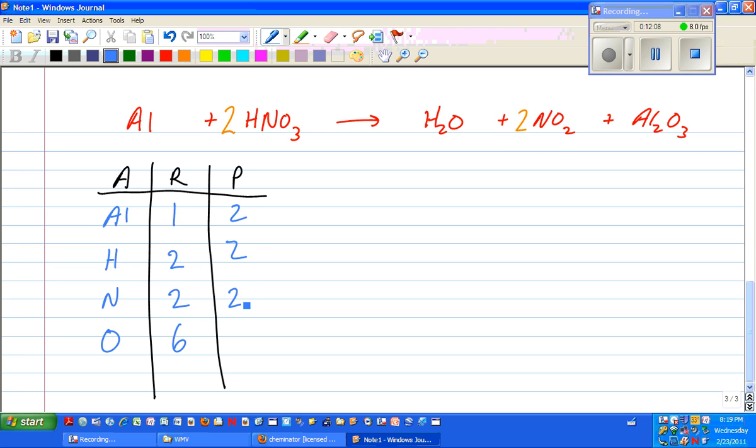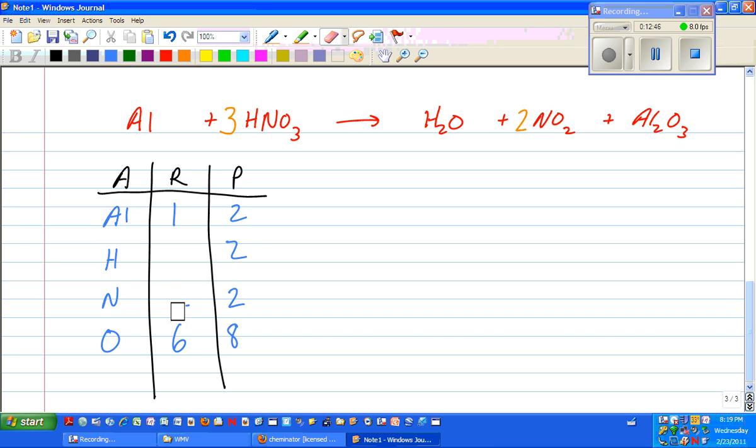So 2 times 1 gives me 2. I've got 4 oxygens here, plus another 1 here, plus another 3 here. That's going to be 8. So the only thing that's left to do is fix the oxygens. And I'm going to need more oxygens on the reactant side. So the only thing that's containing oxygen is this nitric acid. I've got a 2 here. I'm going to change that to a 3. That would be the next logical number to go to.